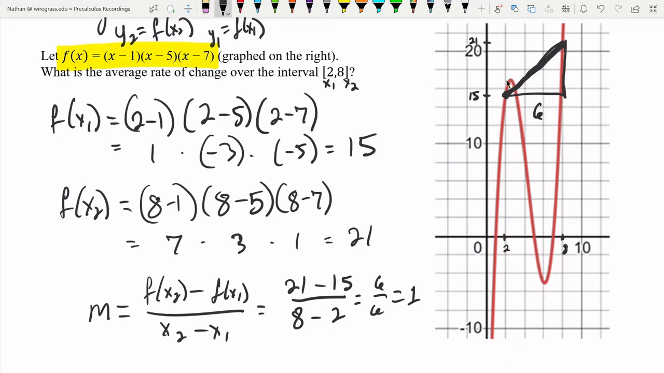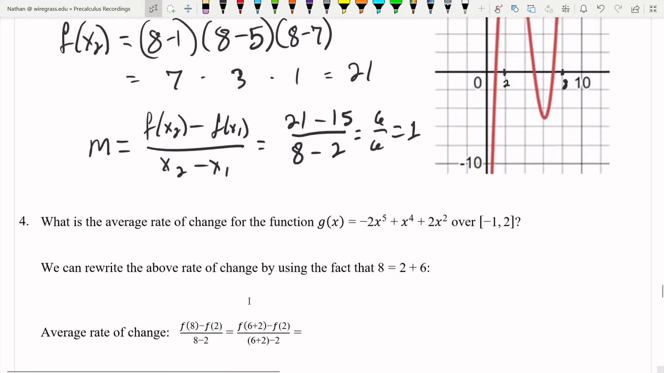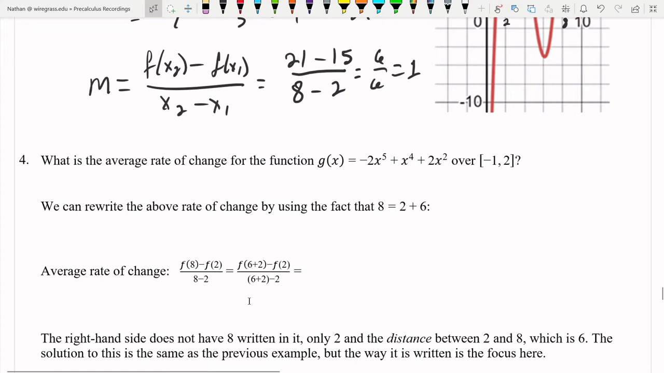So it rises 1 unit, it runs 1 unit. This is a slope of 6 over 6. So the average rate of change of this thing is just 1. It just goes up 1 over 1, and that's really all there is to it. Try it at number 4.